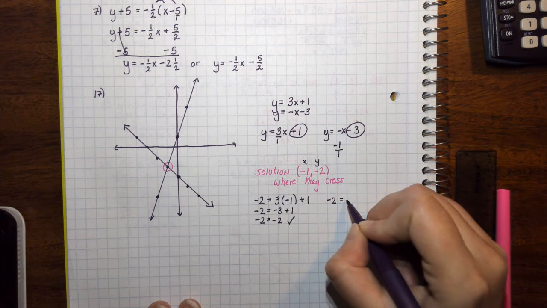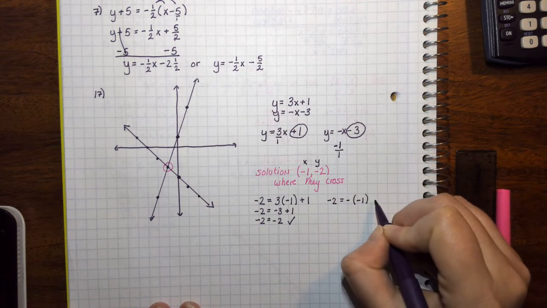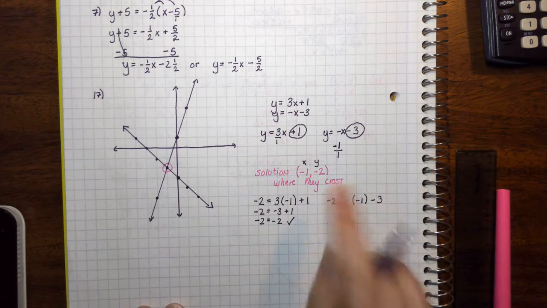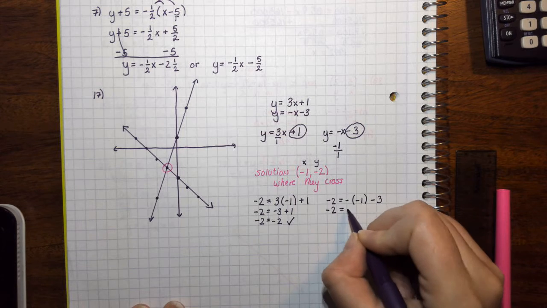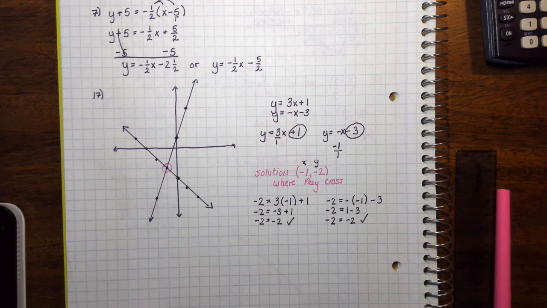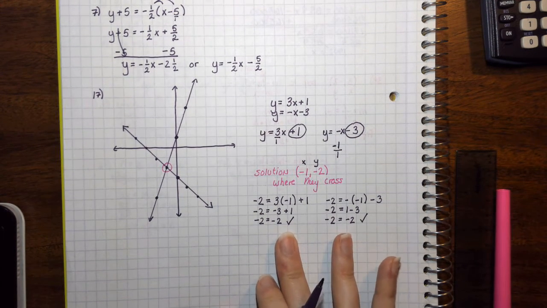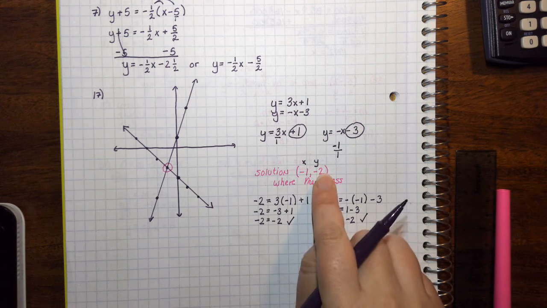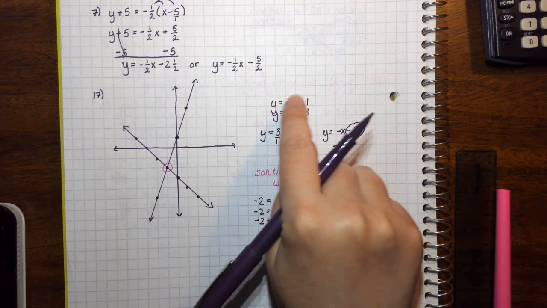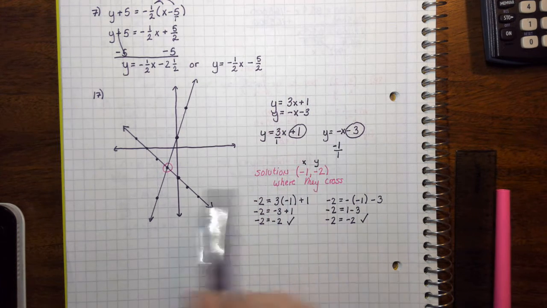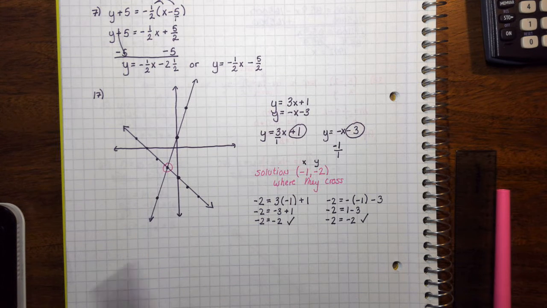Negative 2 equals negative 1 minus 3. Notice I have the negative and then x. Negative 2 equals 1 minus 3. Negative 2 equals negative 2. Check. So there's my check to show you that x equaling negative 1 and y equaling negative 2 is the one ordered pair that will work for this answer, and that is where the lines cross.